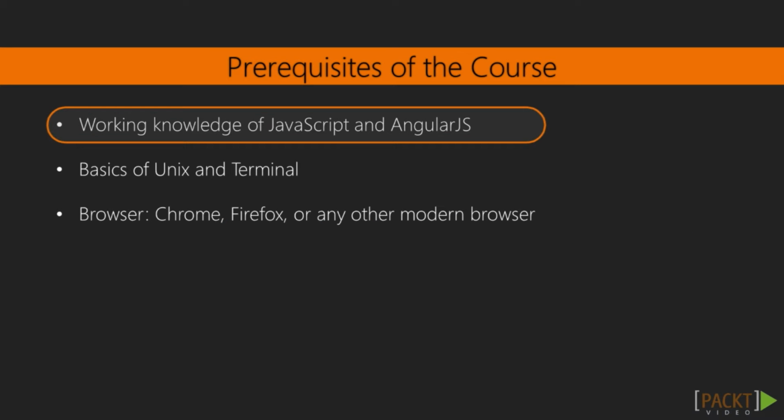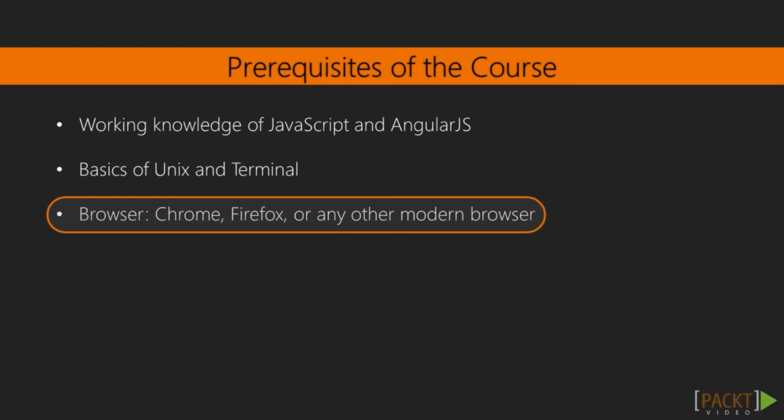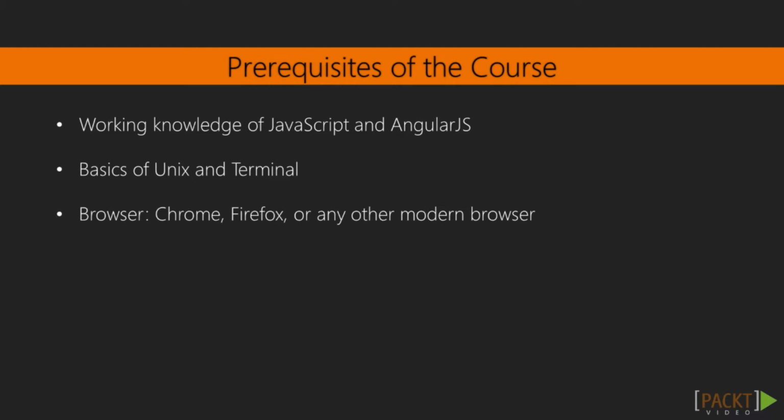This course assumes a working knowledge of JavaScript and AngularJS, and the basics of Unix and terminal to get you started. We also assume you're using a sane, evergreen browser such as Chrome, Firefox, or any other modern browser. For this project, we've chosen to deploy to Heroku. However, we first need to actually build our application before we can deploy it. So let's get started straight away by setting up our environment.